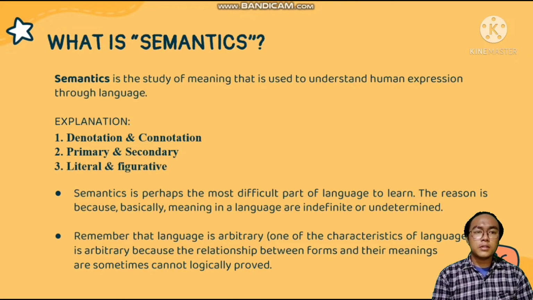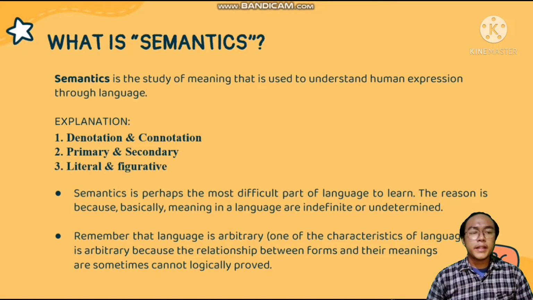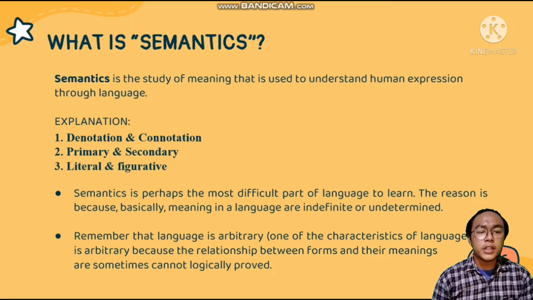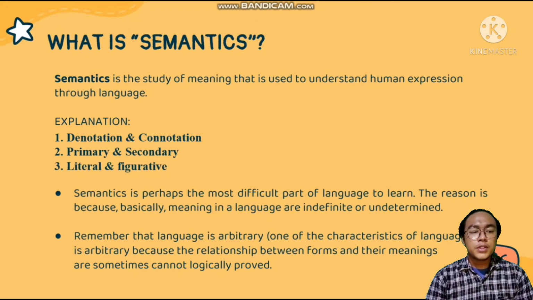Let's check it out. What is semantics? Semantics is the study of meaning that is used to understand human expression through language. Explanation: 1. Denotation and connotation. 2. Primary and secondary. And 3. Literal and figurative. Semantics is perhaps the most difficult part of language to learn.